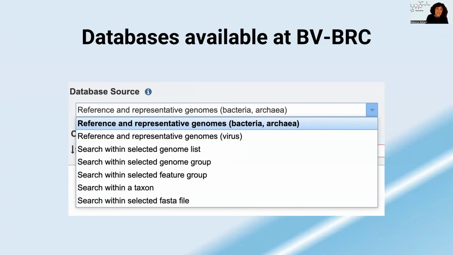What BV-BRC has that's special and different, perhaps, is it lets you create an individual group of genomes and BLAST against those. And if you have private data, you can BLAST against that specifically if those genomes are in BV-BRC because you've assembled and annotated them or uploaded them. You can do that. You can also search within a taxon and also search within a selected FASTA file. So you can bring your private data in and search against it. And that means you don't have to download BLAST and run it on your computer. You can run it here.